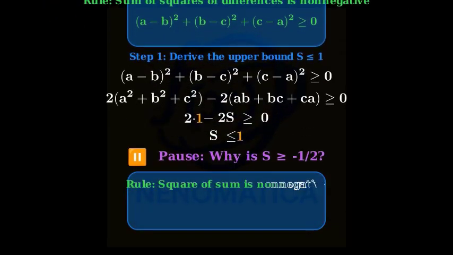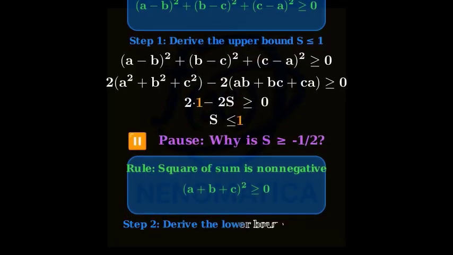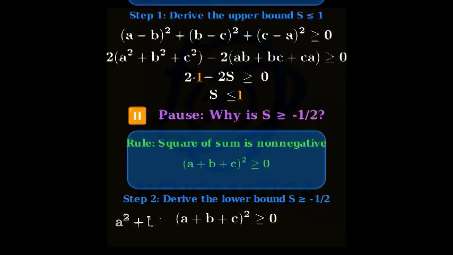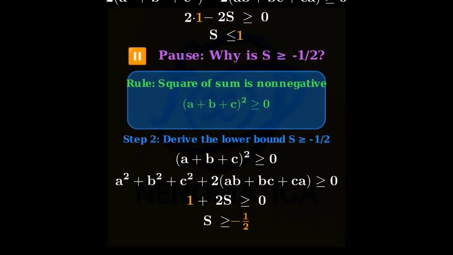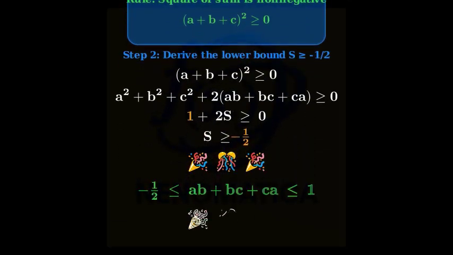Step 2. We use the rule that the square of a sum is non-negative. Expand. Substitute 1 for a squared plus b squared plus c squared, and solve the inequality for S. Again, the orange highlight marks the new changed part. And we are done. The range for S is from -1/2 up to 1 inclusive.